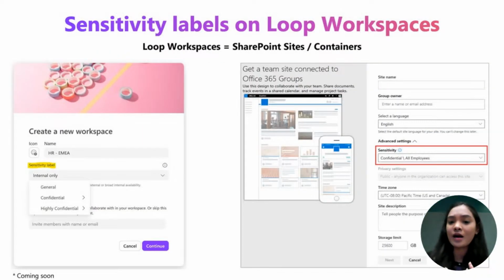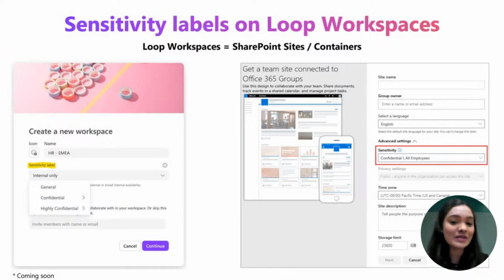Again, the parallelism of a Loop workspace in the SharePoint world is to map it to a SharePoint site or a SharePoint Embedded container. On the right side, we see that when someone tries to create a SharePoint site, like a communication site or a team site, they can apply a sensitivity label when they're creating the site. Similarly, when a user is trying to create a new workspace, they can also choose the sensitivity label on that particular workspace. Again, the parallelisms are intentional.